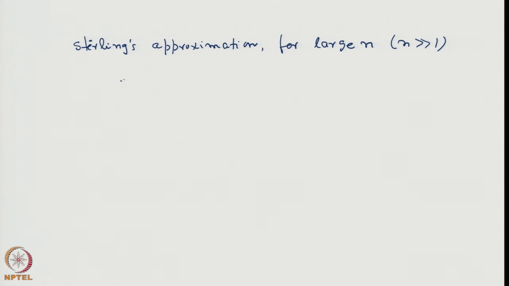Now, let us first write down what it is that we want to prove. Stirling's approximation specifically says that for large n, that is n much greater than unity, the factorial function n factorial can be represented as n to the power n e to the power minus n square root of 2 pi n, for all n much greater than unity.